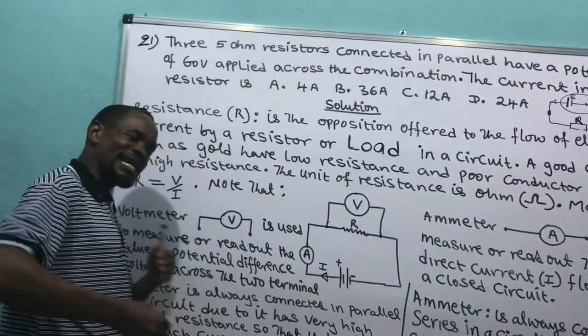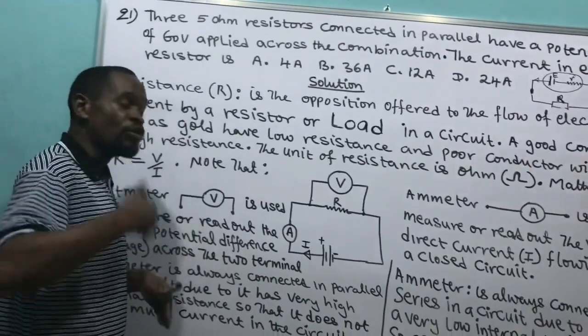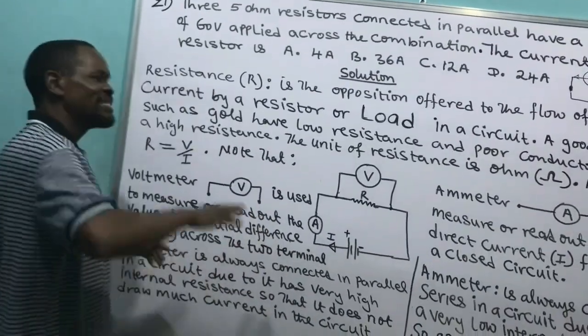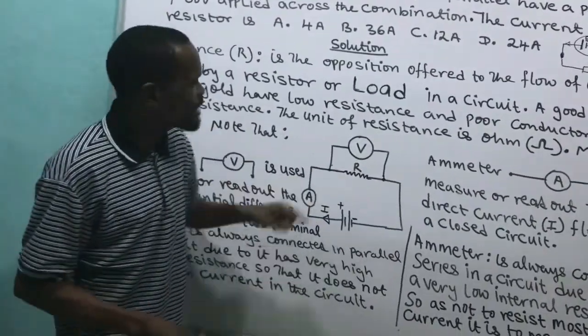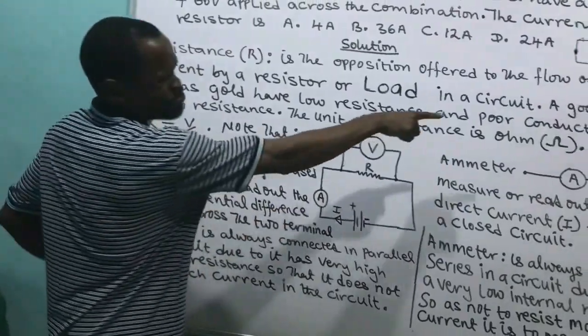So they produce direct current, and we have alternating current, which is produced by a generator. If you talk about alternating current, that's current that varies. It's produced by a generator. But direct current is produced by a battery.